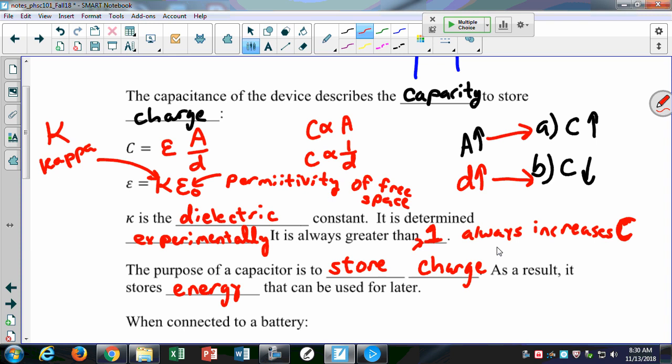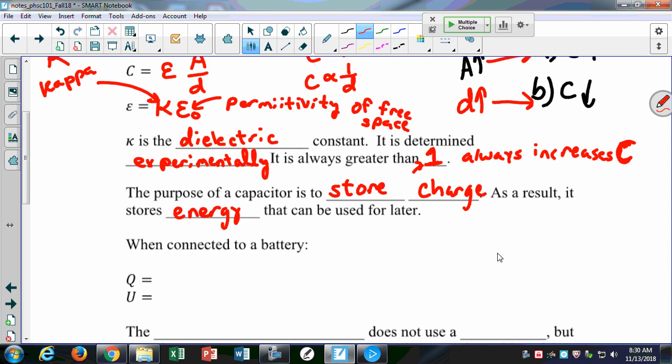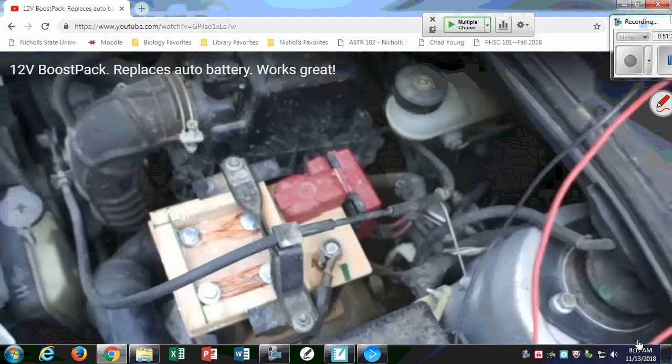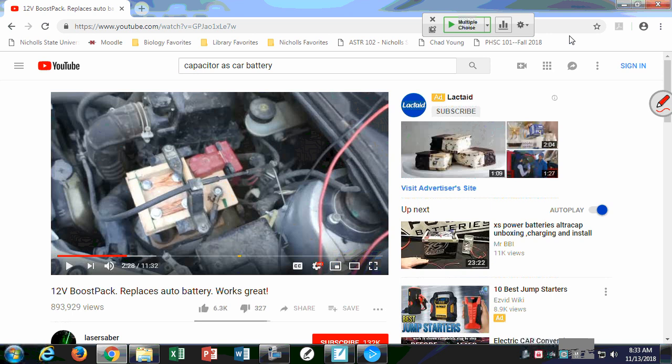I've also often heard it described as being similar to a battery itself. You can use capacitors in a similar way to a battery. Since you brought that up, let me show you this video. So what he did is he takes this set of capacitors and puts it into his car.